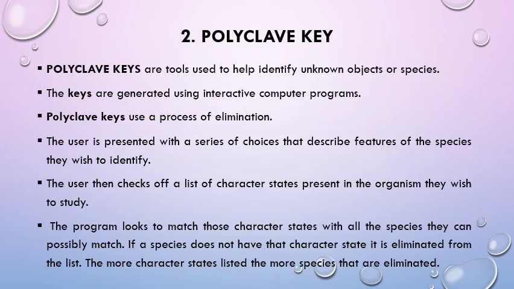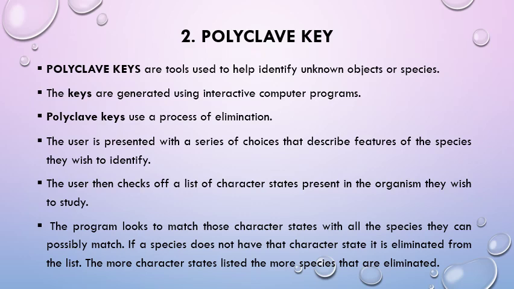Now the second type of taxonomic key, that is polyclave key. Polyclave keys are tools used to help identify unknown objects or species. The keys are generated using interactive computer programs. Means in the construction of polyclave keys, we use computer programs. So you can say that this is a computer-based key.